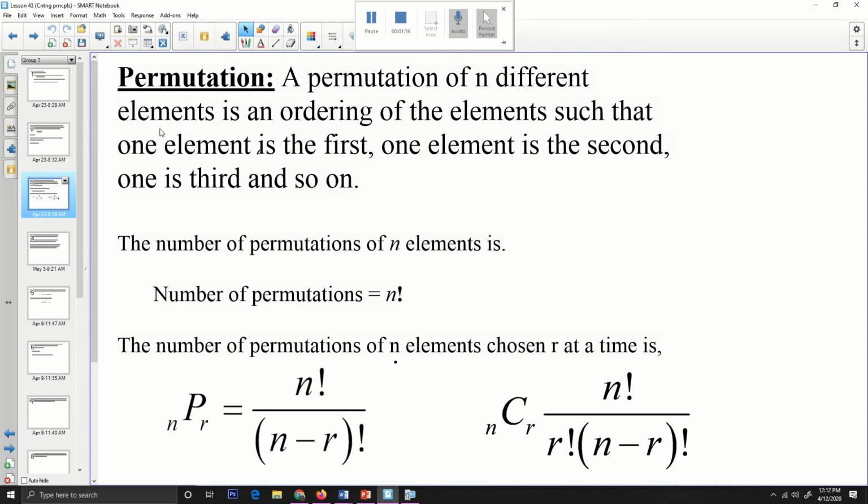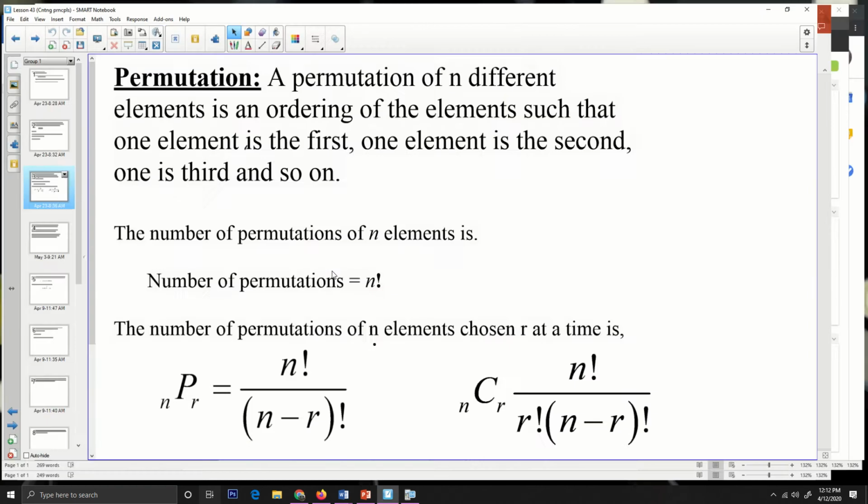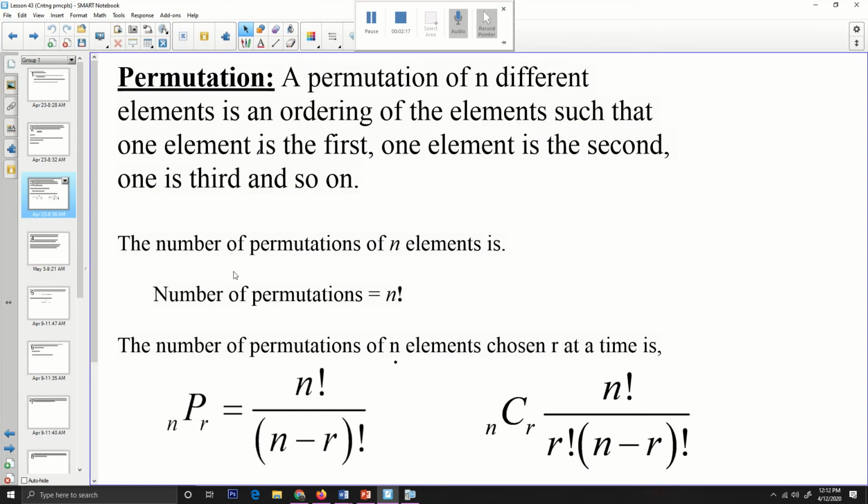Next, permutation. The permutation of n different elements is an ordering of elements such that one element is the first, one element is the second, one element is the third, and so on. And so in that particular instance, order is important, all right? The number of permutations of n elements is just going to be n factorial. So if I take all of the elements and I want to order all of the elements, it's just that number of elements factorial. That's what that exclamation point means, and we've talked about that before.